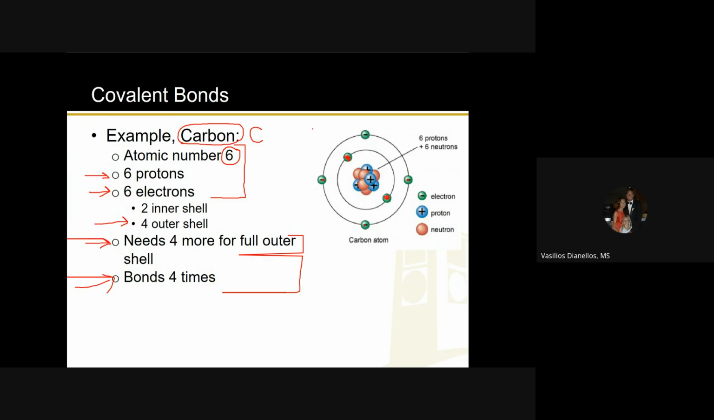Really quickly, as another example, if we talk about oxygen, its atomic number is 8. Therefore, it has 8 protons. Therefore, it has 8 electrons. Therefore, it has 2 on the inner. 8 minus 2 equals what? 6. Therefore, it has 6 on the outermost shell. And again, it needs a total of 8. So if it has 6 on the outermost shell, it's going to need 2 more. Therefore, it can bond 2 times. So again, in carbon, yes, these numbers match, but in every other one, they won't.